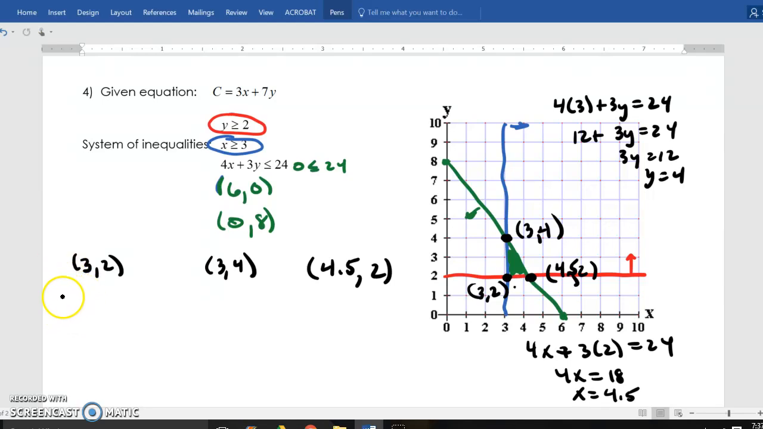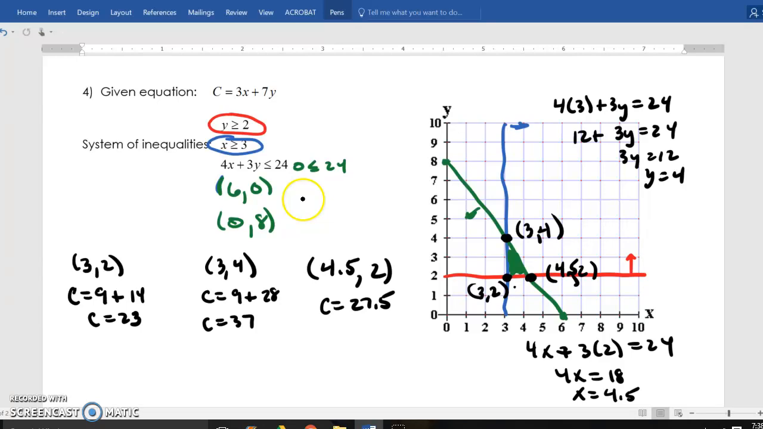So let's go ahead and determine the max and min here. C equals 3 times 3 is 9, plus 7 times 2 is 14. You would get 23. C equals 3 times 3 is 9, plus 7 times 4 is 28, which would give you 37. Then C would equal 3 times 4.5 plus 7 times 2. That would give you 27.5.